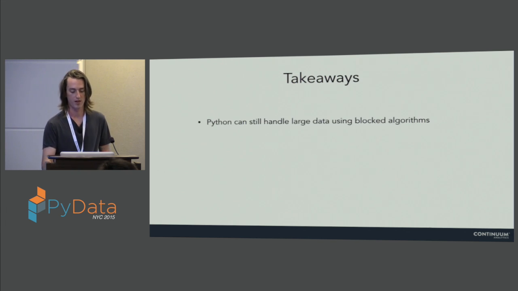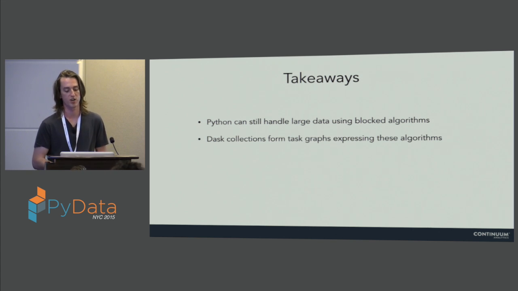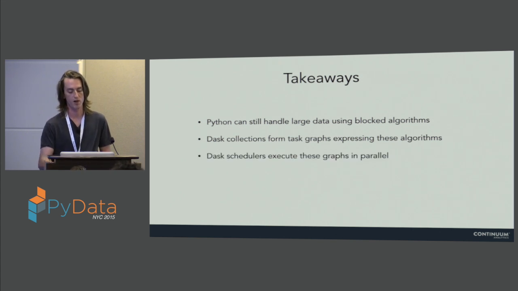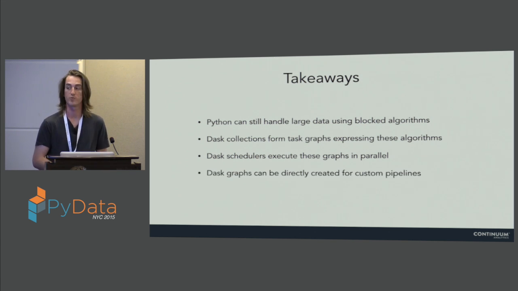So, takeaways. Python can still handle large data using blocked algorithms. You don't necessarily need to scale up to a bigger machine. You can load less in memory at a time. Dask collections form task graphs expressing these algorithms. Dask schedulers execute these graphs in parallel. And Dask graphs can be created directly for custom pipelines. You don't need to use the collections. You can create graphs externally.